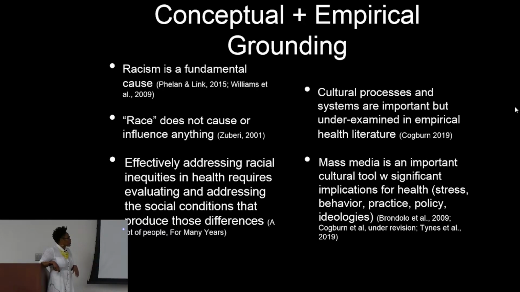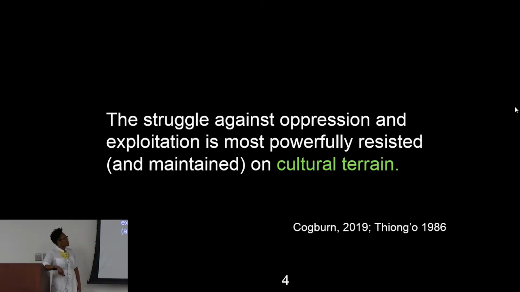Also, that effectively addressing racial inequities in health requires that we evaluate and address the cultural conditions that produce those differences. So it's part of what comes along with that box. And also that cultural processes and systems are important but under-examined in the empirical health literature. And that mass media is an important cultural tool with significant implications for health, including stress, behavior, practice, policy, and ideologies. Each of these represents the broad empirical and conceptual literature that informs my work and why I do what I do. Also, this notion that the struggle against oppression and exploitation is most powerfully resisted and maintained on cultural terrain. So I am interested in cultural systems and cultural processes in relation to health, specifically grounded in race and racism.